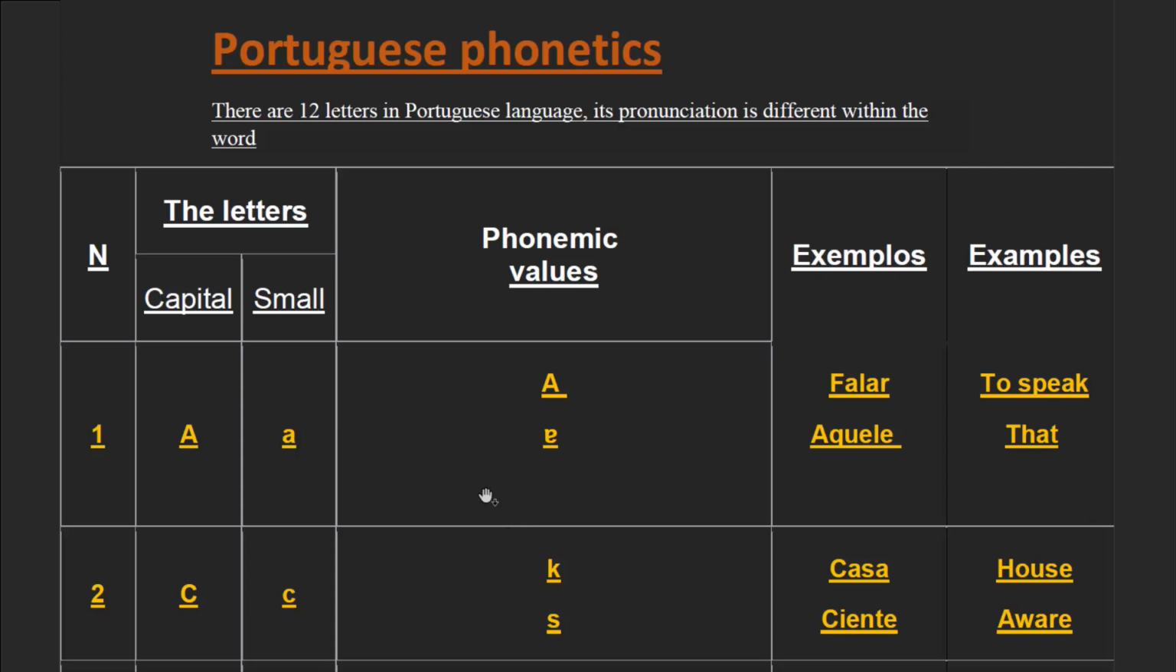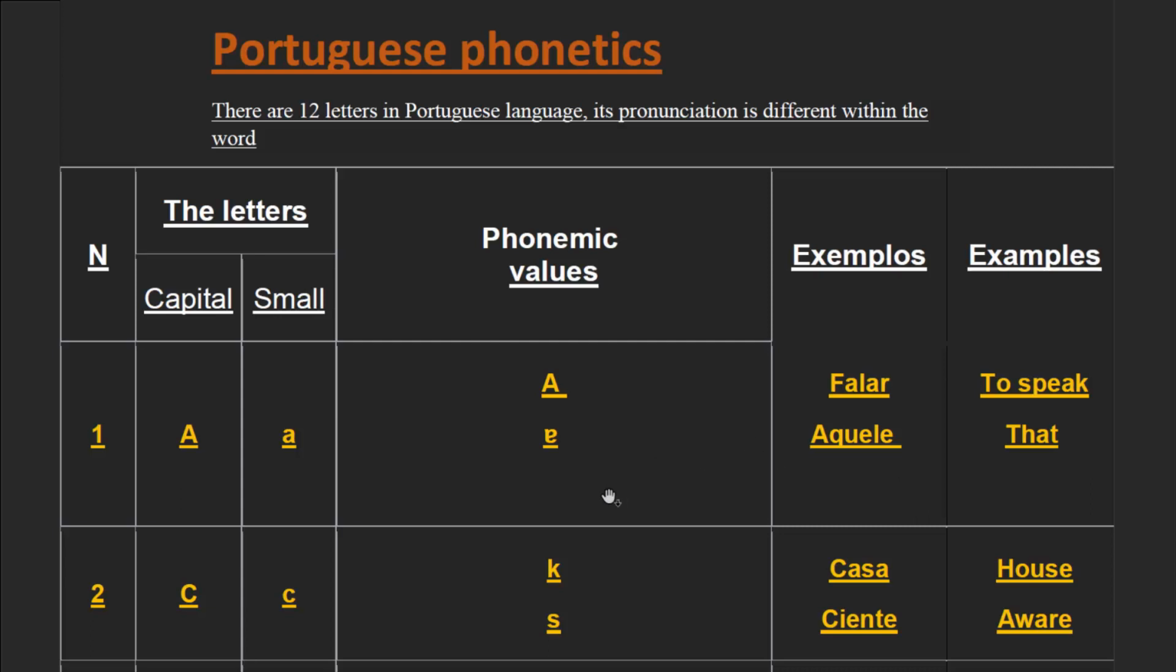The first one is pronounced as A. The example that we have here is the word "to speak", which in Portuguese is falar, falar. So here, as you see, we say falar, falar.